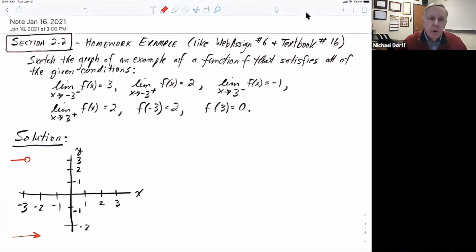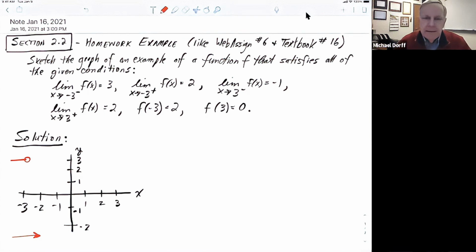Now I'm going to put an open circle there because that particular condition doesn't tell me exactly what happens when x is -3. It only says as x approaches -3 from the left. So I'll stop with that and have an open circle there.